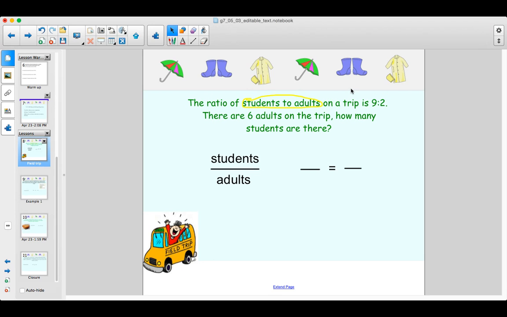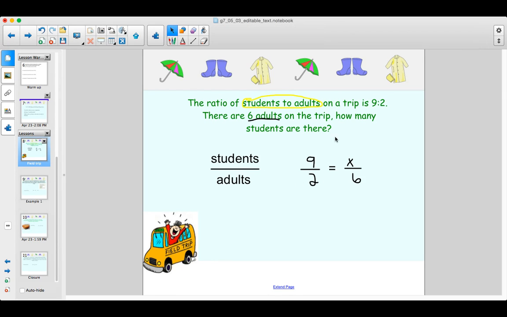So the initial ratio I'm given is that the students to adults on the trip is 9-2. So I'm going to set that up first. I know that I have 9 students to every 2 adults. The second part is saying that there are 6 adults on the trip, and I'm looking for how many students there are. So I have to determine where to put that 6. Because 6 is the number of adults on the trip, that's going to go down on the denominator where I'm putting my adults, and students is what I'm looking for.